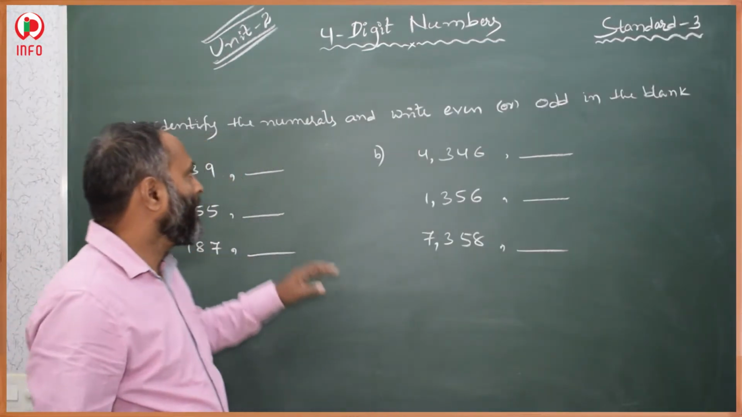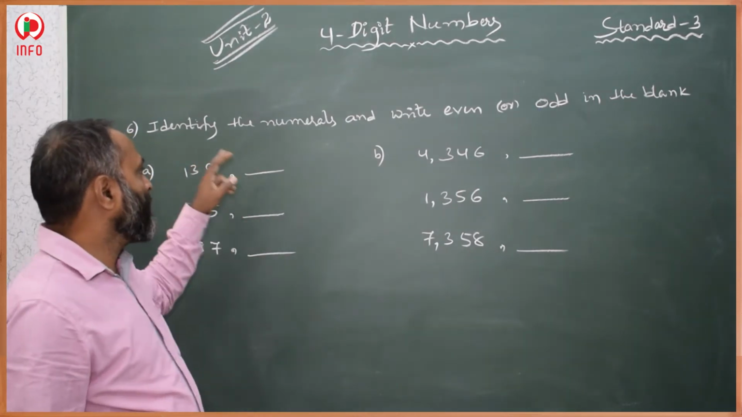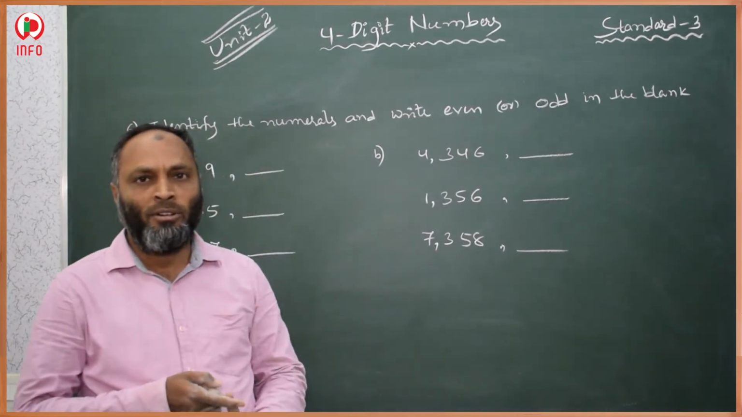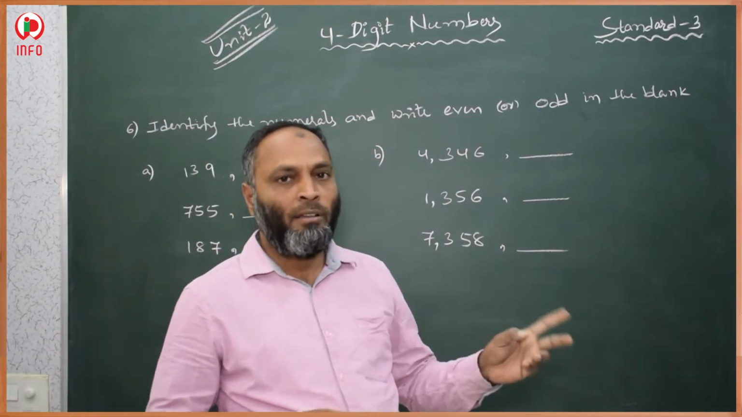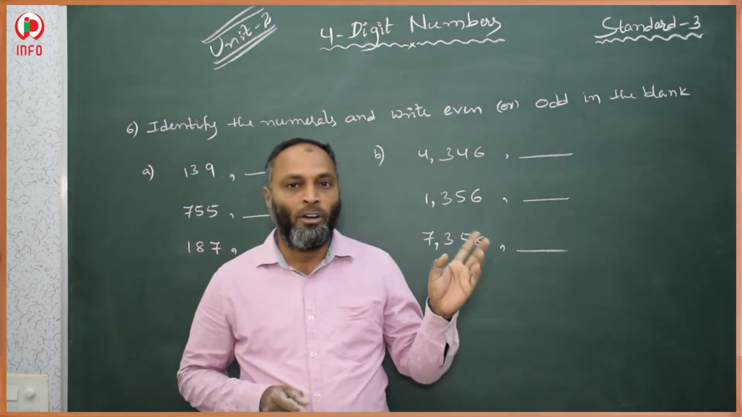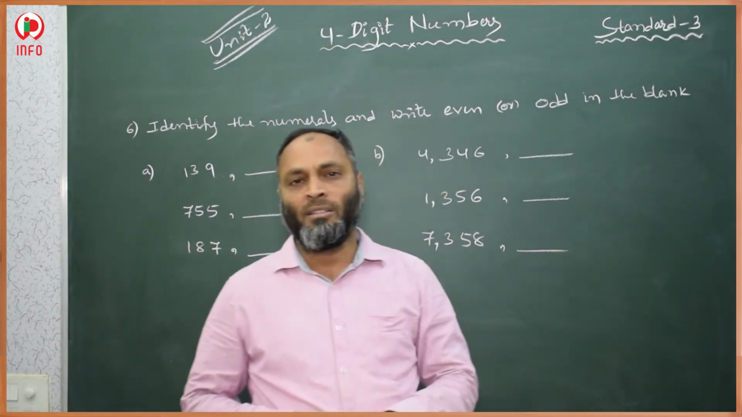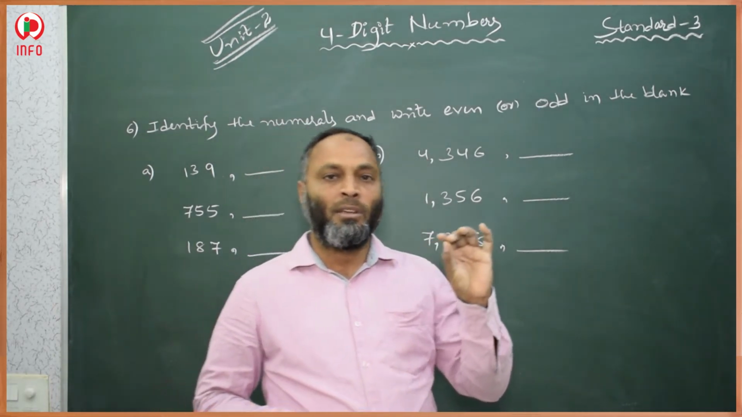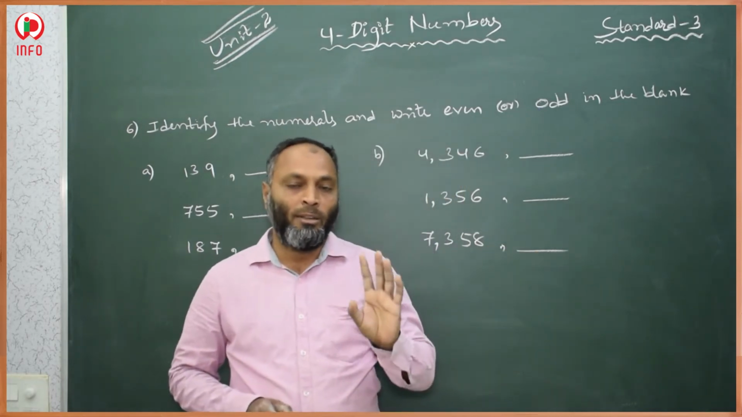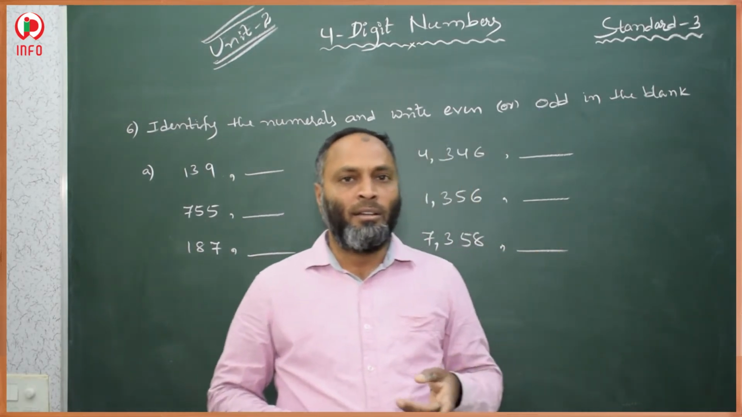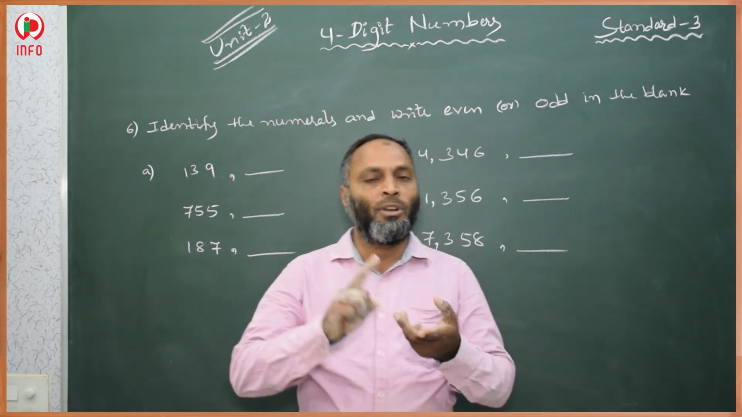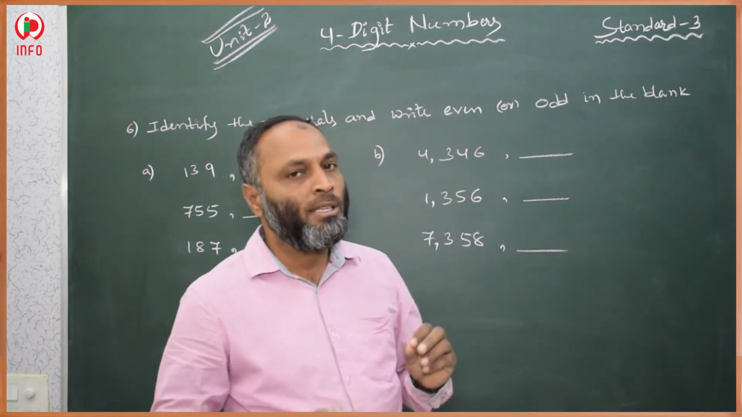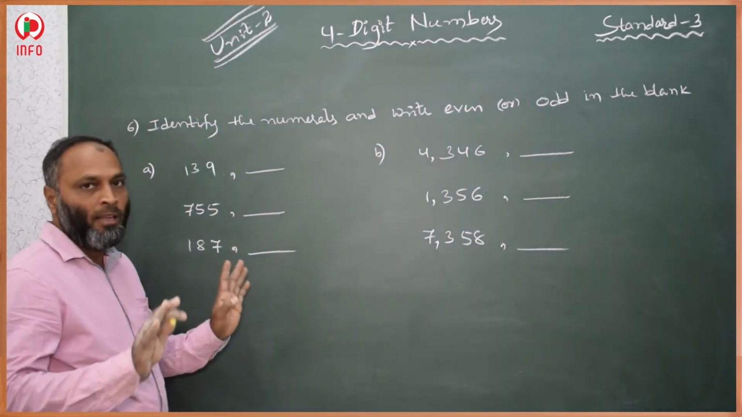Now students, our next bit is, we have to identify whether the given numerals are even or odd. So we discuss even numbers and odd numbers. What are even numbers and what are odd numbers? On what basis do we decide the number is even or odd? If 1, 3, 5, 7, 9 come in ones place, then the number is an odd number. Other than that, if 0, 2, 4, 6 and 8 come in the ones digit, then the number is an even number. This is the difference between even and odd.